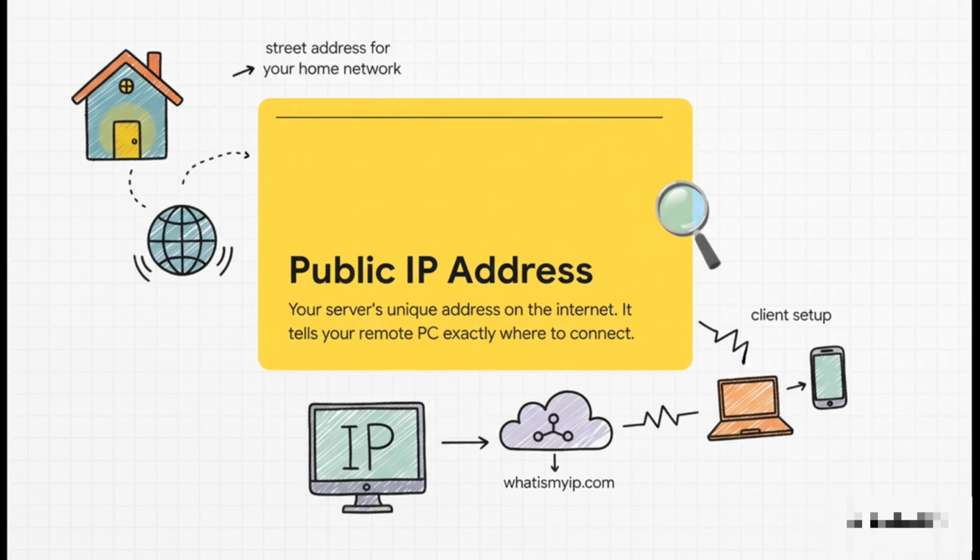Well, the easiest way to think about it is like the street address for your home network. It's the one-of-a-kind number the internet uses to find your house, or in this case, your server. The easiest way to find it? Just go to your server PC at home, open a web browser, and search for What is my IP?